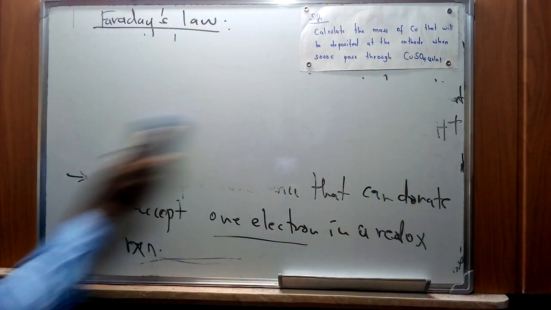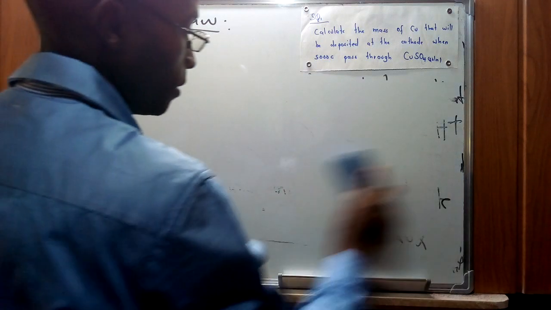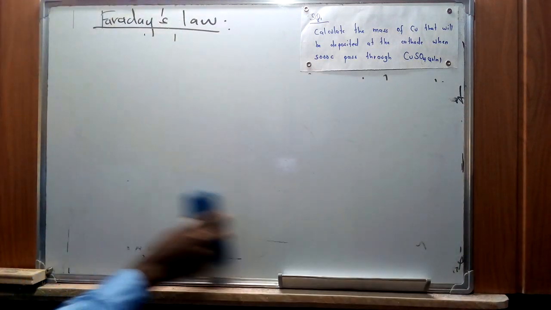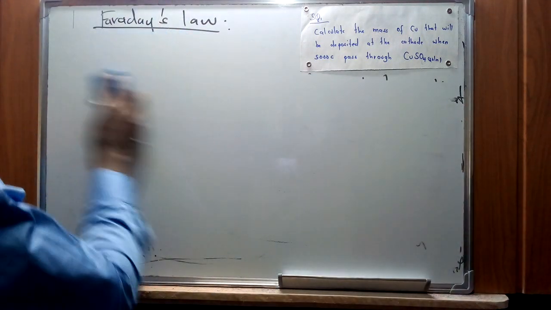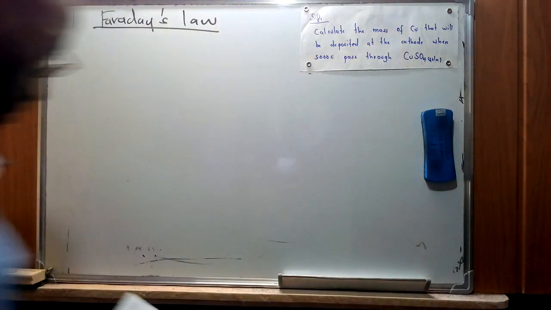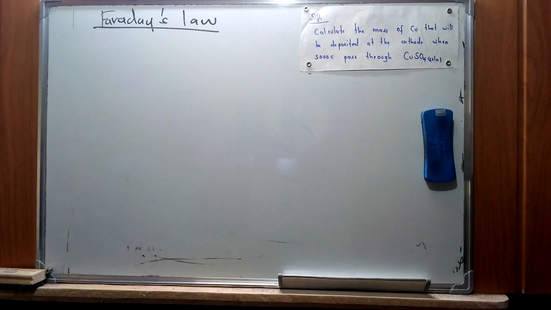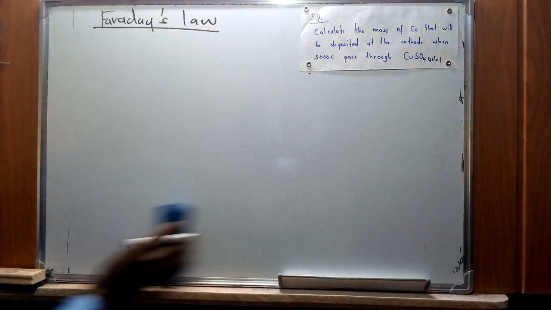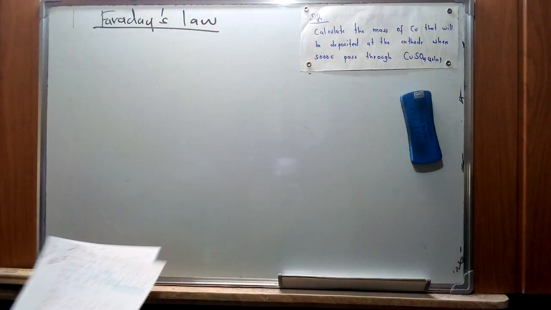So therefore, we came up with the concept of an equivalent from the concept of Faraday's law, which states that the mass of a substance liberated during electrolysis is proportional to the quantity of electric charge Q that passed through the cell and to the equivalent weight of the substance. So that is where the concept of an equivalent stems from.